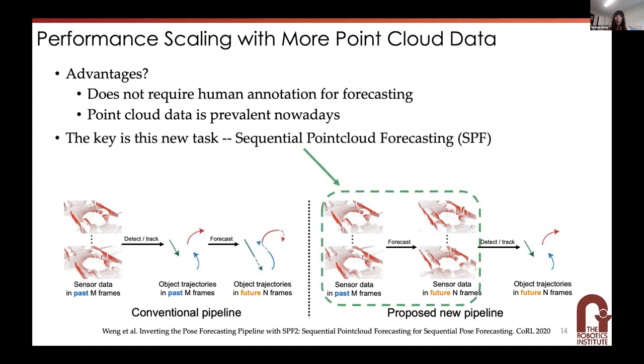And all of these benefits come from this task, like we just discussed, sequential point cloud forecasting, right? Because this task doesn't need any human annotation in order to train and evaluate it.